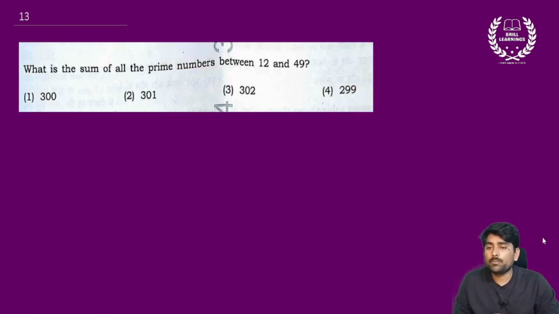What is the sum of all prime numbers between 12 and 49? Here they have mentioned the word between. That is why we should exclude these 12 and 49. However, these two are not prime numbers. So write down all prime numbers between 12 and 49.